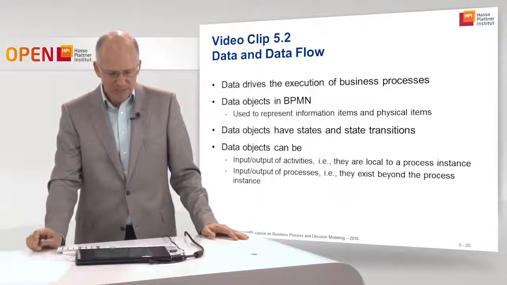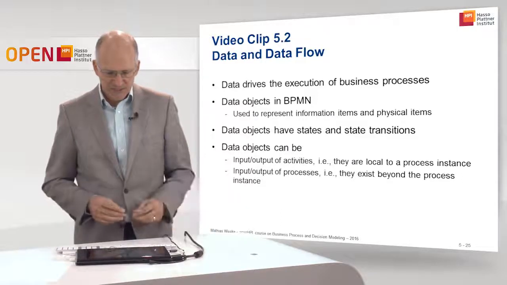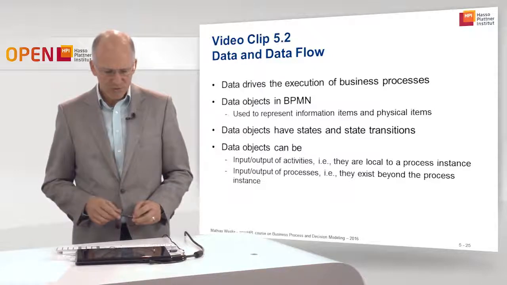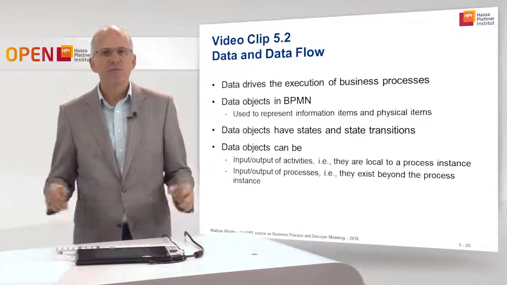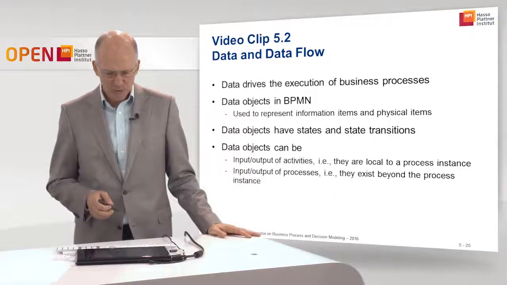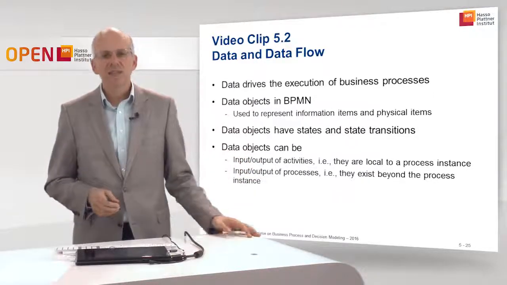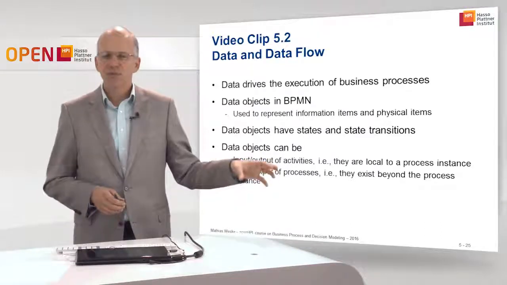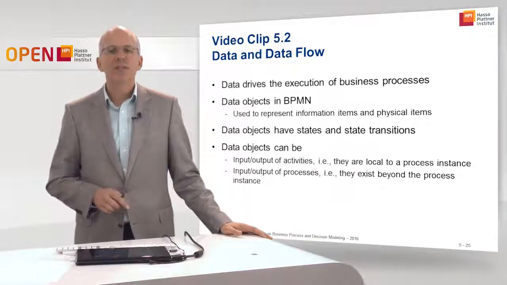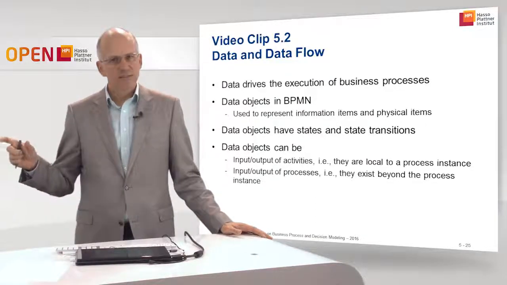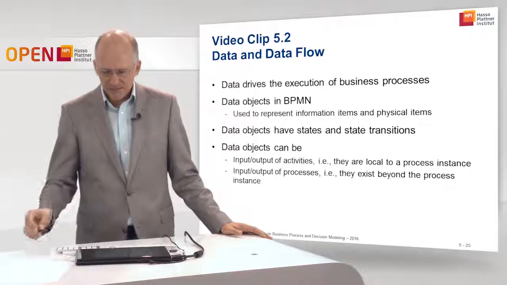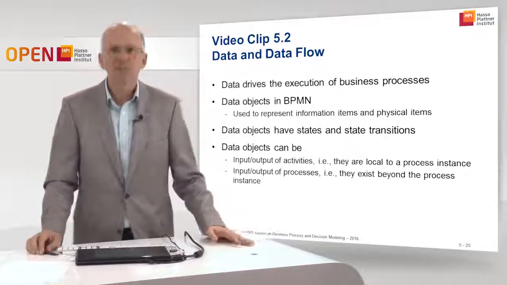Data objects can be input and output of activities. In this case, they are local to a business process, but they can also be input and output of the whole process. That is called data input and data output of the process. In the case of data input, they existed before the process started. And in terms of data output, the data object will exist even after the process is terminated, so that the next process in line can use the result produced by this business process.